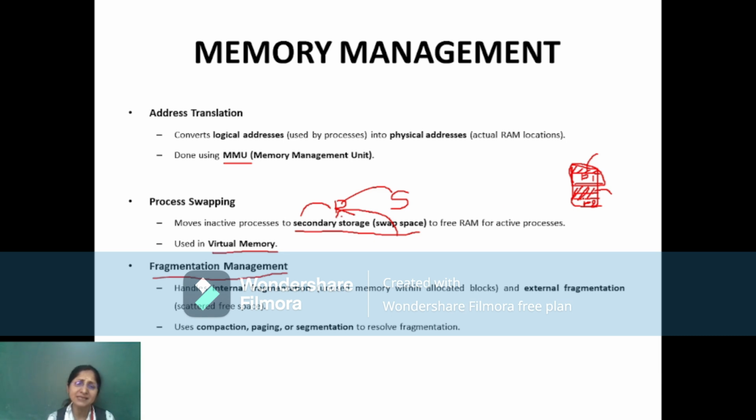So in simple words we can say that fragmentation is unused memory. If unused memory is within the allocated block, it is known as internal fragmentation, and if the unused memory is outside the allocated blocks, which is a scattered free space, it is known as external fragmentation. Can we come up with some solution where we can minimize this fragmentation? Yes. So there are many solutions to minimize the fragmentation. One of them is compaction, the other one is known as paging or segmentation.